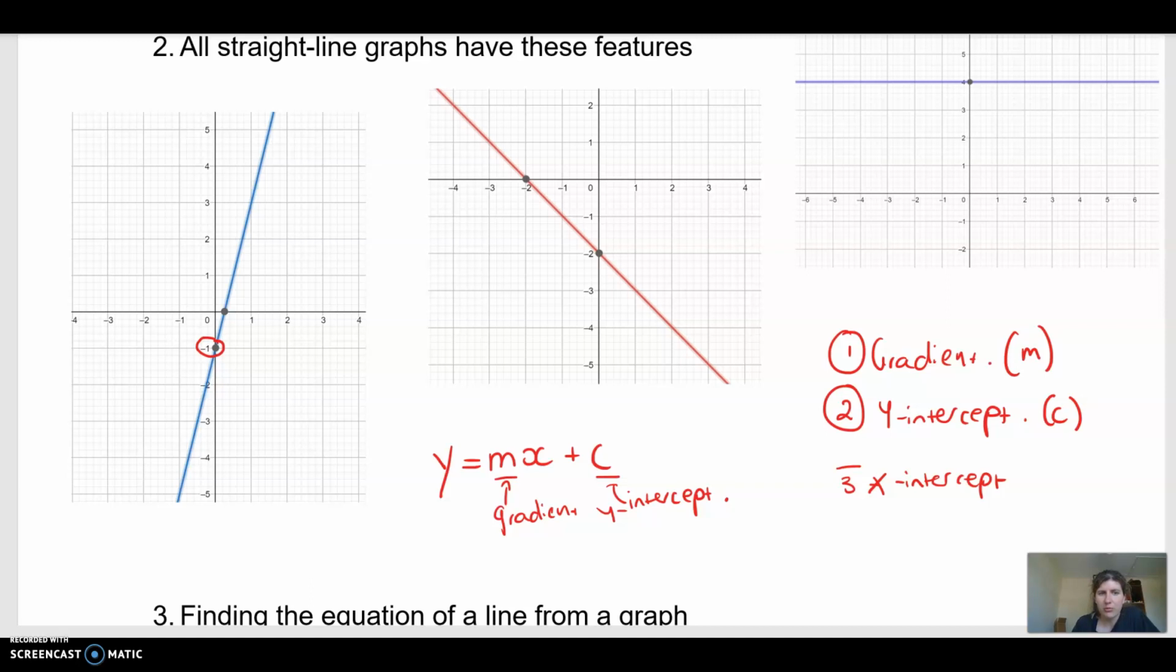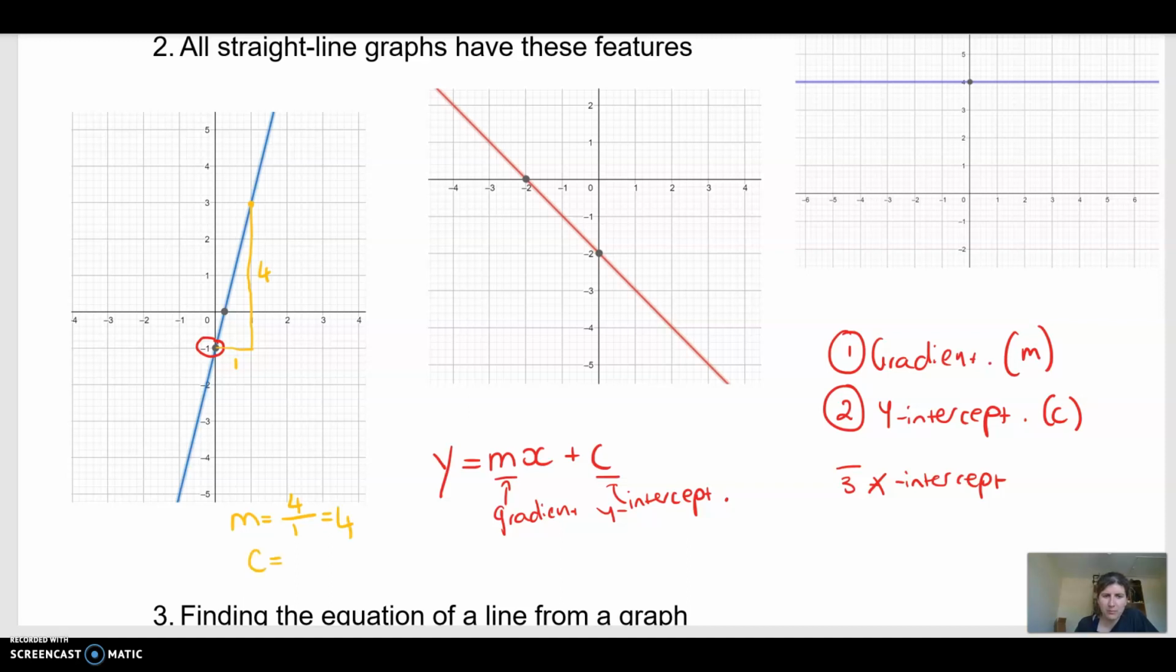Then I'm going to go across 1 in x, and then I'm going to go up until I find another point of intersection, okay, which is here. And I can see that I've gone from -1 to 3 in y values. So I've gone up 4 and I've gone across 1. So in this case, my gradient is 4 over 1, okay, 4 divided by 1, which is 4.